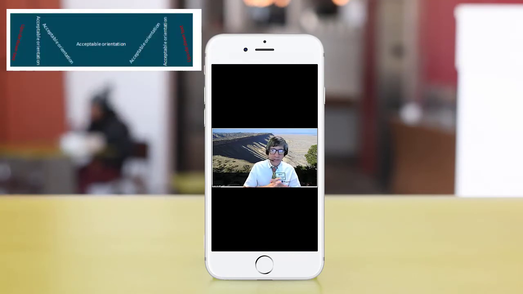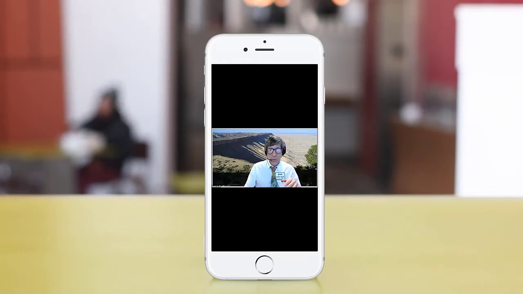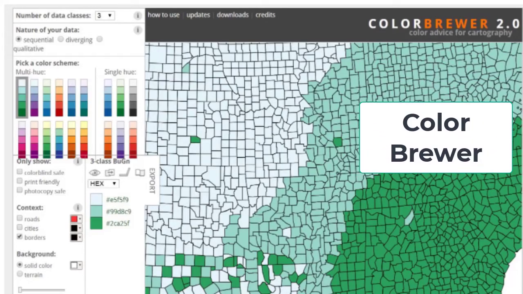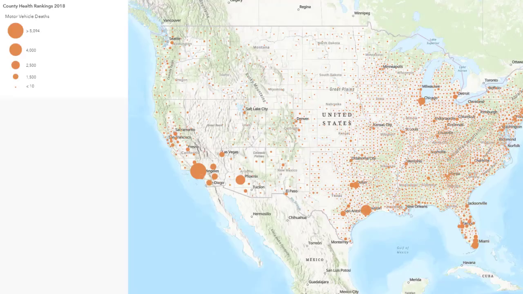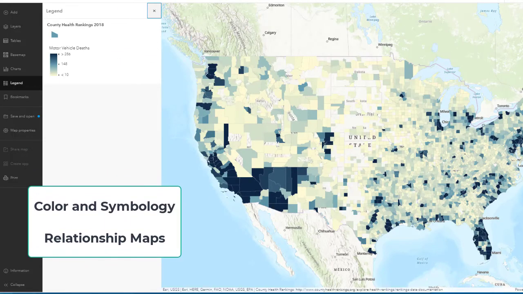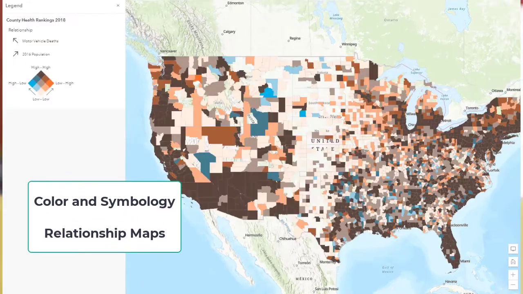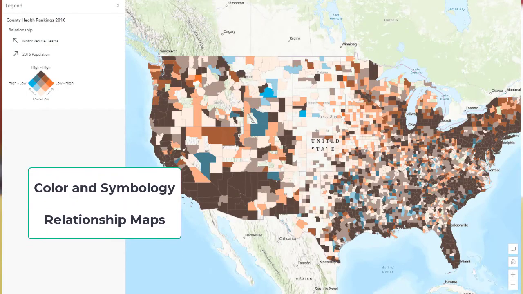Our hands-on activities in week 5 are going to be as follows. We're going to use Color Brewer, one of the best tools I know of, to look at color choices on maps. Color is a big deal on maps. Point mapping, color and symbology, raw numbers, ratio, and relationship maps. I love these relationship maps, and I hope you do too. This really shows the power of mapping.